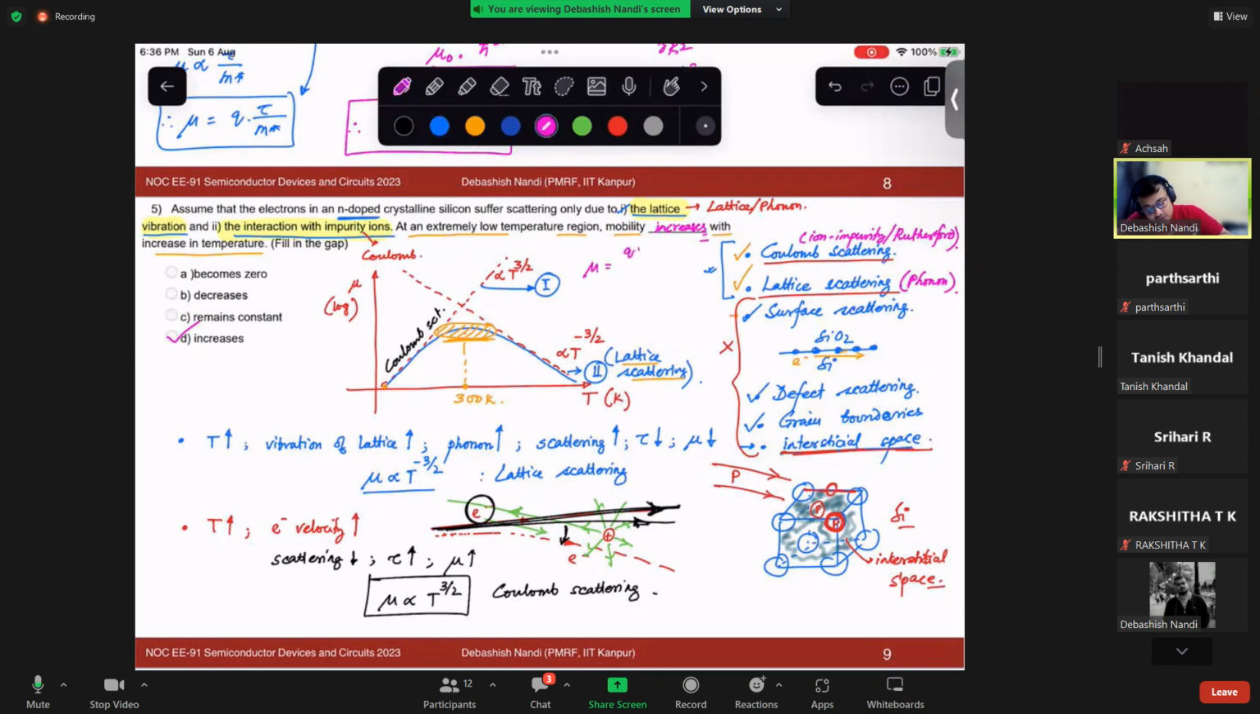You know this formula, right? Mu equals q tau by m star. It is in the last problem I discussed. So how does your tau vary? If scattering is more, that means collisions are more, so tau reduces, right? Because it is an average free time.